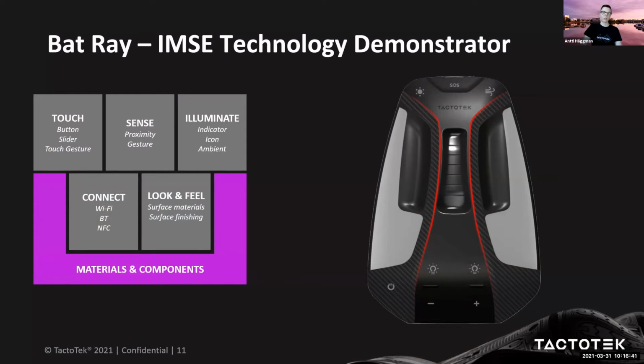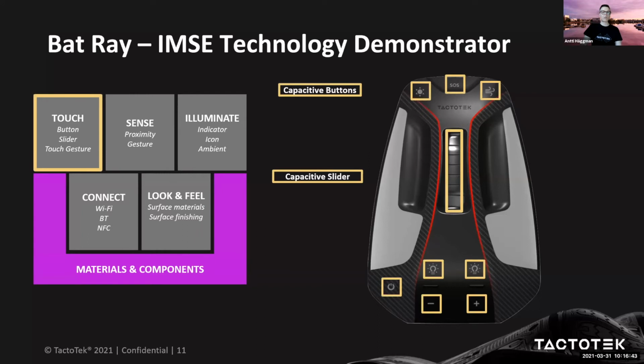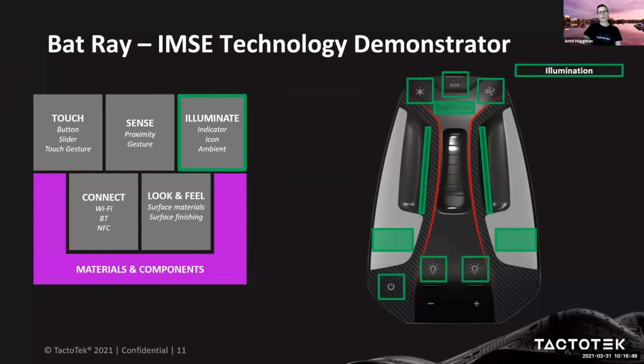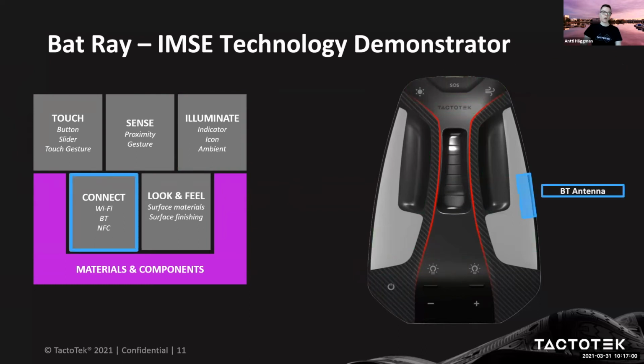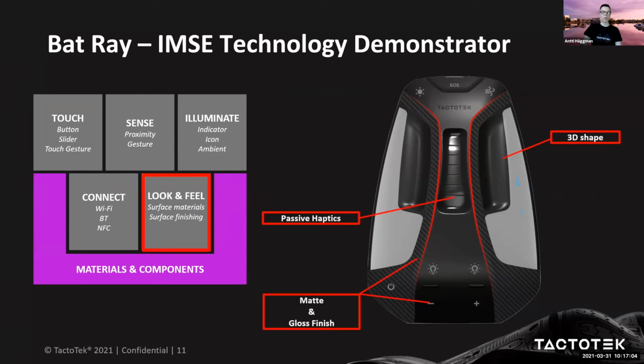Those of you who are not familiar with the battery, a quick summary of the features it contains. The battery incorporates capacitive touch buttons, a slider, illuminated icons, illuminated text, decorative light stripes, task lighting, hidden until lit icons. A Bluetooth antenna, obviously all this in 3D shape with different surface finishes and passive haptics.